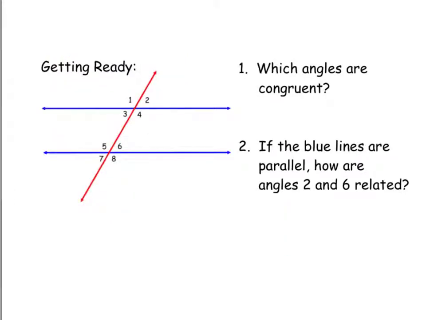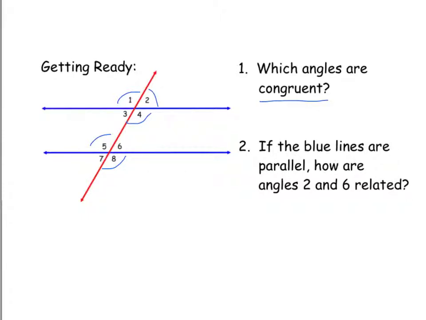This is the first time you've seen parallel lines and a transversal this year. You did this last year in 7th grade, but this year, just as a little bit of a review, which angles are congruent? Congruent means they have the exact same angle measure. So for example, 1 and 4 are congruent because they are vertical. 5 and 8 are congruent because they're vertical. And then 1 and 5 and 4 and 8 are corresponding angles. Corresponding angles are also congruent. So 1, 4, 5, and 8 have the same angle measure.